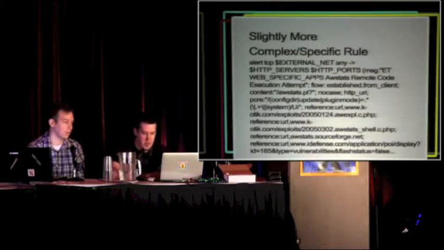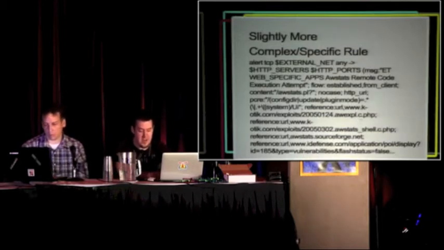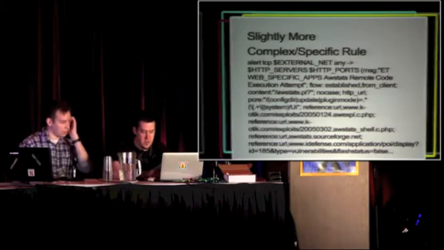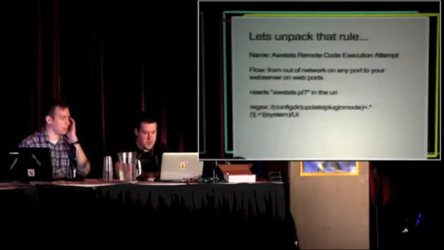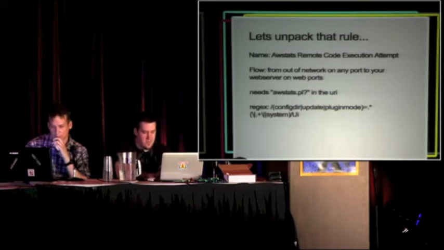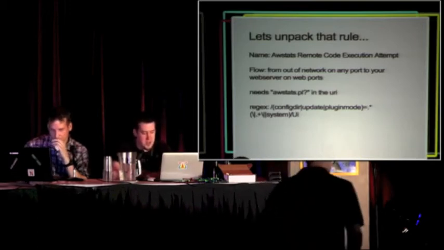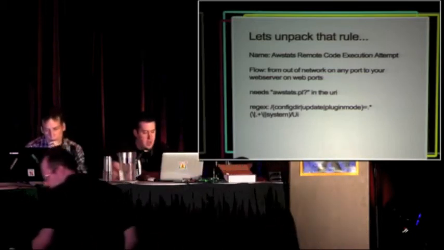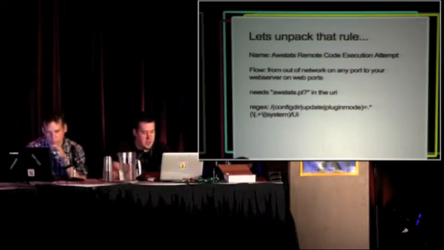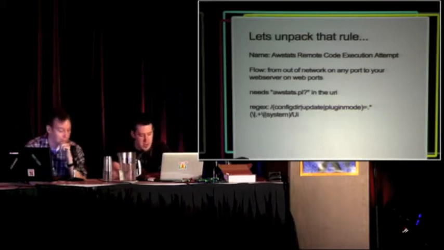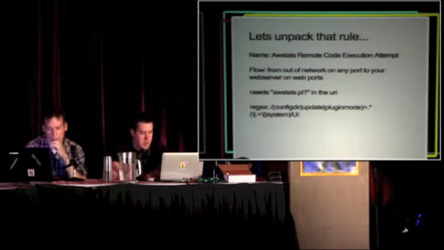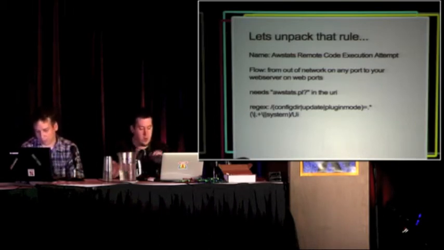So let's look at a slightly more complicated rule. It's a lot of stuff there. In fact, even at the end, it had a dot, dot, dot. It's not even the whole rule. So to unpack that a little bit, this rule is looking for traffic from outside the network on any port to inside your network on web server ports, to a web server defined by some variables on your IDS. It also needs to have awstats.pl in the URI. And there's some regex in there as well that needs to match. So it needs to either have configure, update, or pluginmode, and then it needs an equals, any amount of any characters or none, and then it needs any amount of characters surrounded by pipes, or system.